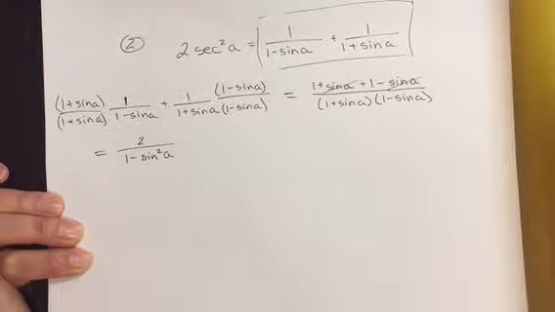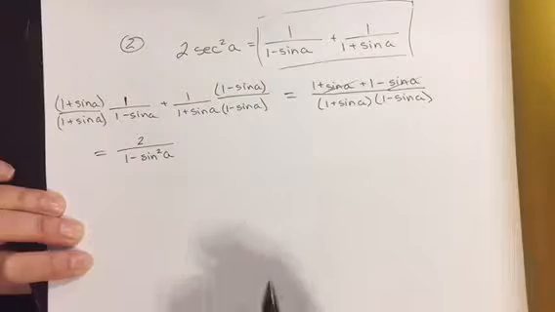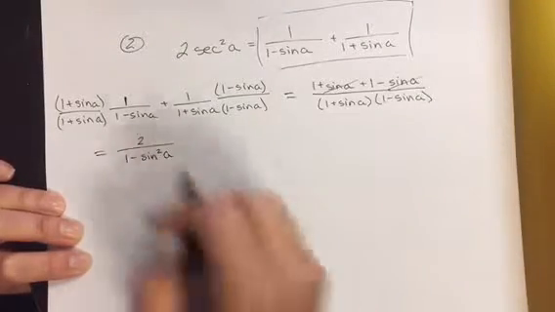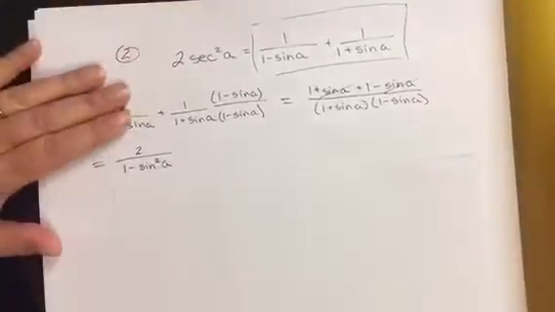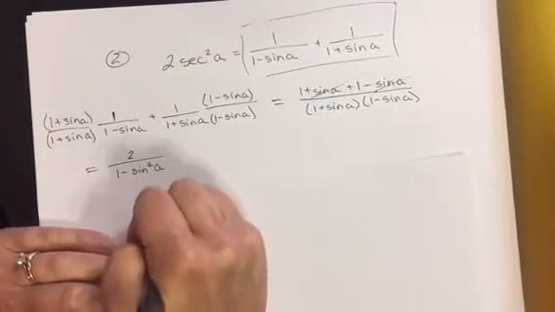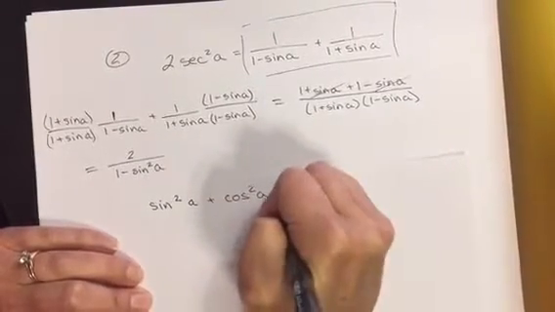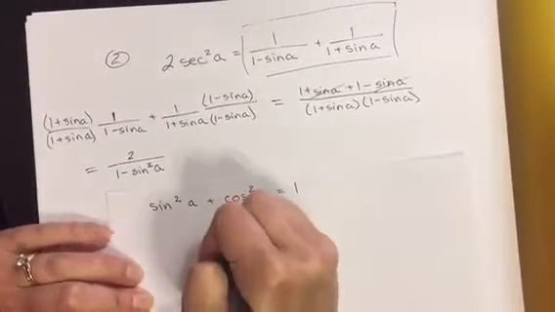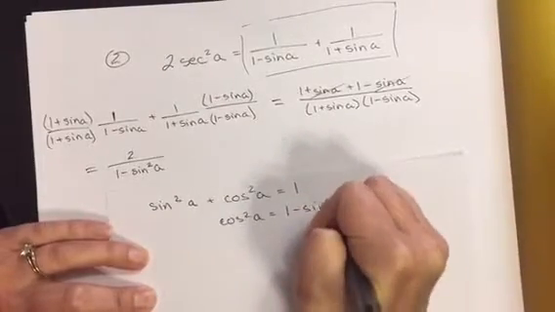So if you recall, or if you want to look on your notes here, the Pythagorean identity, the one that we're going to use, and I'm going to write it off to the side here because I don't want to confuse my work. Let's write it over here so I can move it out of the way. All right, so sine squared a plus cosine squared a equals 1. So that means that cosine squared a equals 1 minus sine squared a.